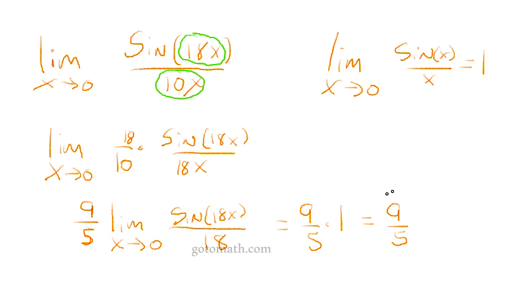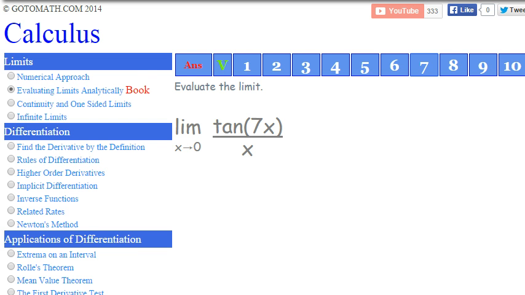Let's bring up the whiteboard. Let's get rid of that. We've got the limit as x approaches 0 of tan something over x. I think that was a 7 there. Does anybody remember? Yeah.